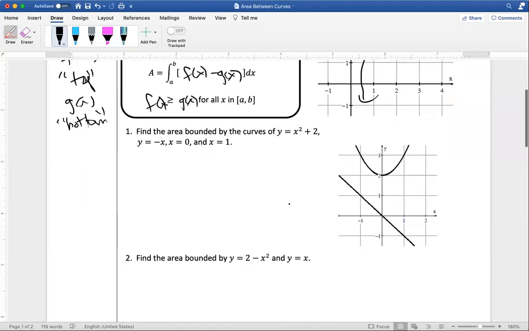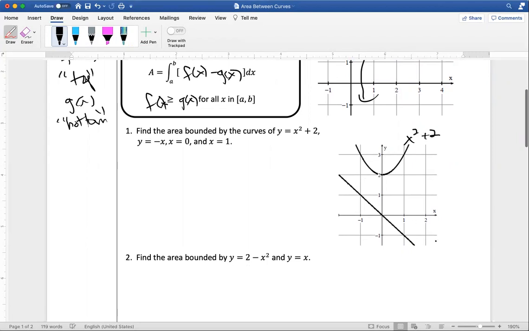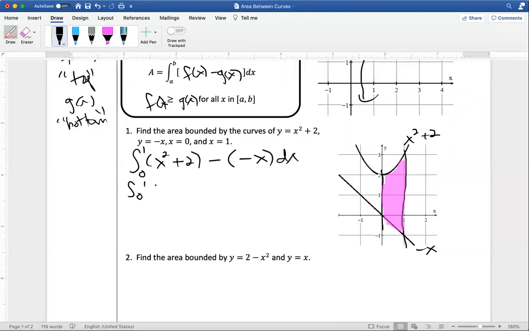Okay, so the first example says find the area bounded by the curves of y equals x squared plus 2, that's this one, y equals negative x, that's this one, from x equals 0 here to x equals 1 here. And so what we're looking for is this area here in those curves. So if we use the formula from the top, we say we want the integral from 0 to 1 because that's where my x starts and ends. My top function, f of x, is x squared plus 2 minus my bottom function, g of x, is negative x dx.